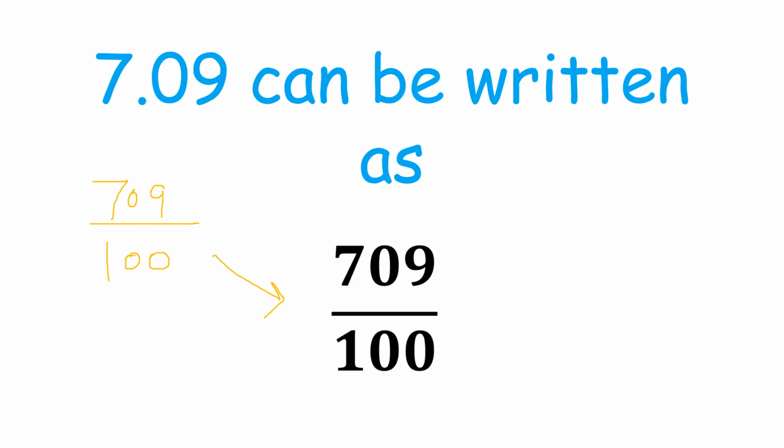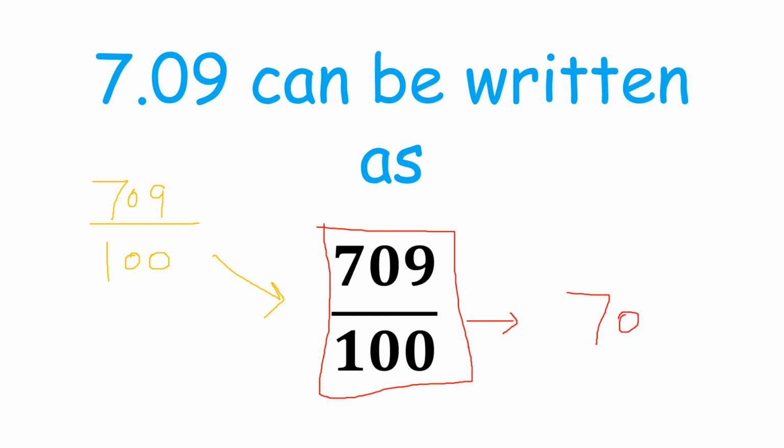Now sometimes a question can be given like this. This is given and you have to convert it into a decimal, which we did in the earlier part of the video. Then what will be the answer? We write the numerator 709, then we count the number of zeros, which are 2 over here. We move to the left, so two numbers we will leave, and the answer here is 7.09, which is the same as above.